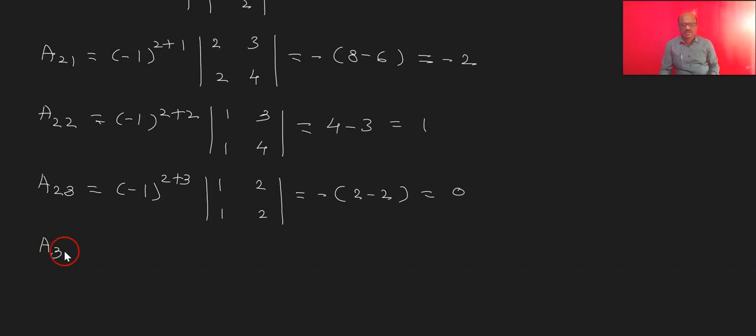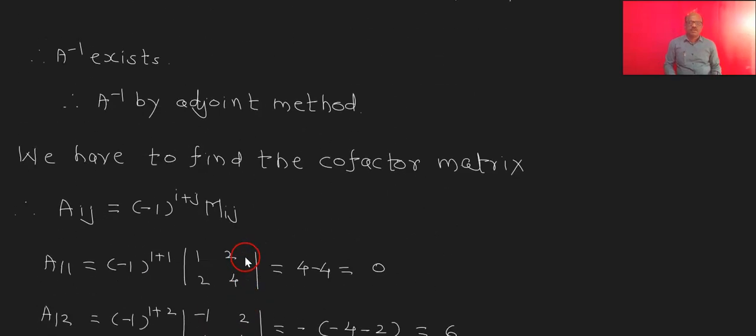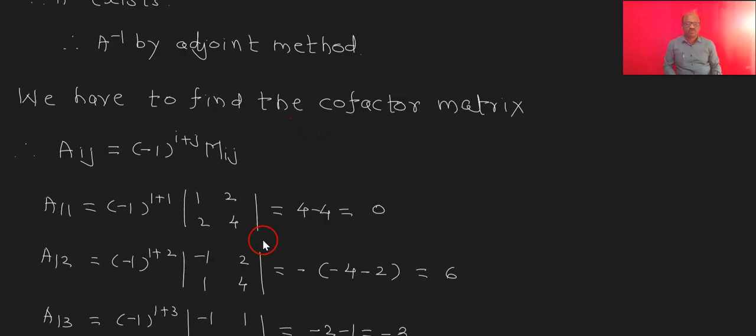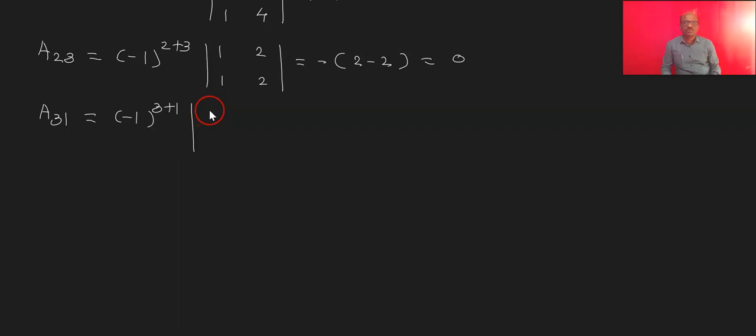Next is A31. Minus 1 raised to 3 plus 1. Delete the corresponding element in this column and row. You will get 2, 3, 1, 2. And here you will get 4 minus 3, which is 1.